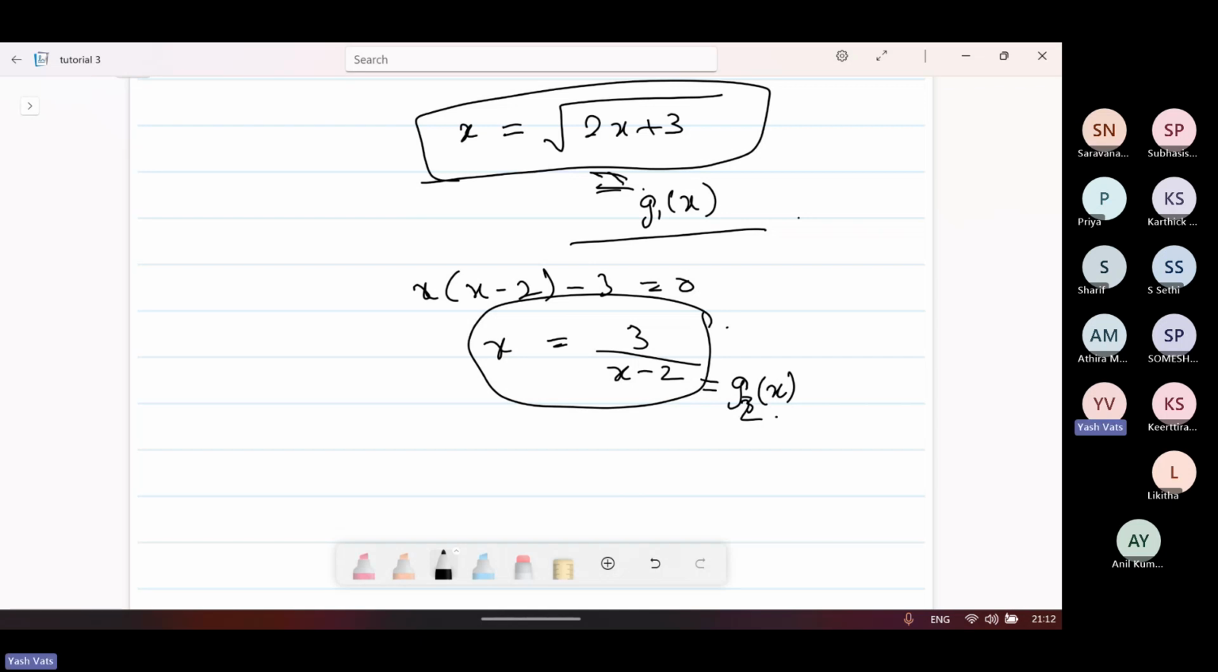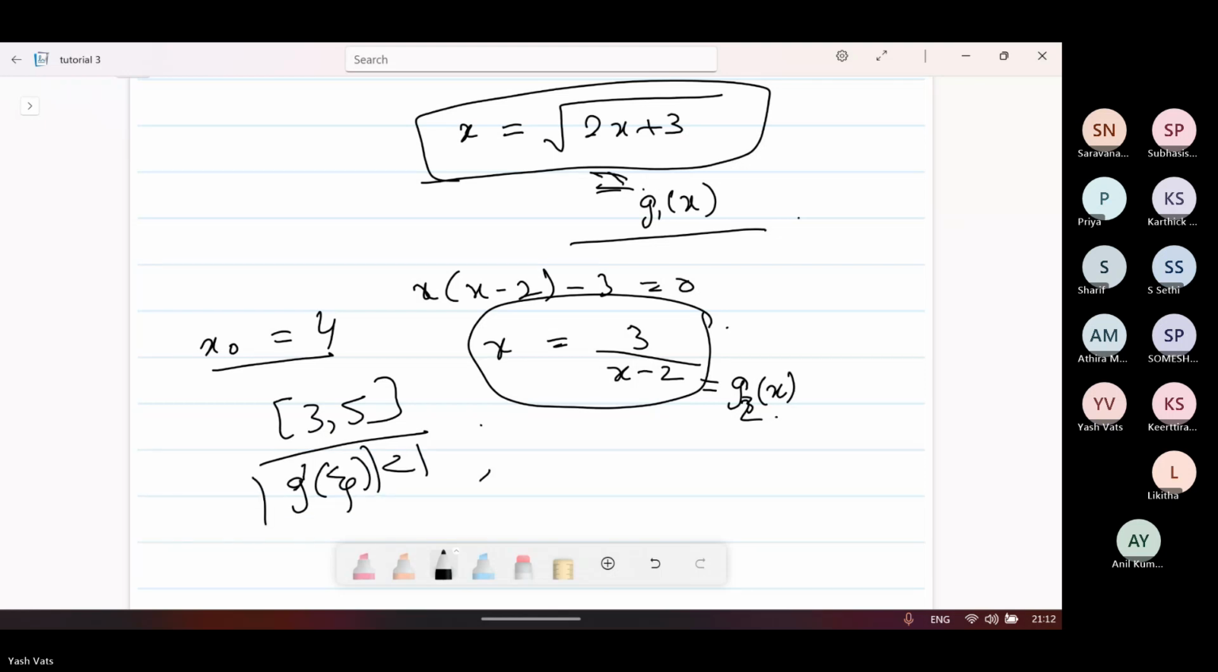So you just try to check whether it will converge to a root for some starting values. If you start with something like 4, then g prime inside the interval, say 3 to 5, should be checked for any interval. It depends. Just check it out. All right. So we are done with it, and let me know if you have any questions now.